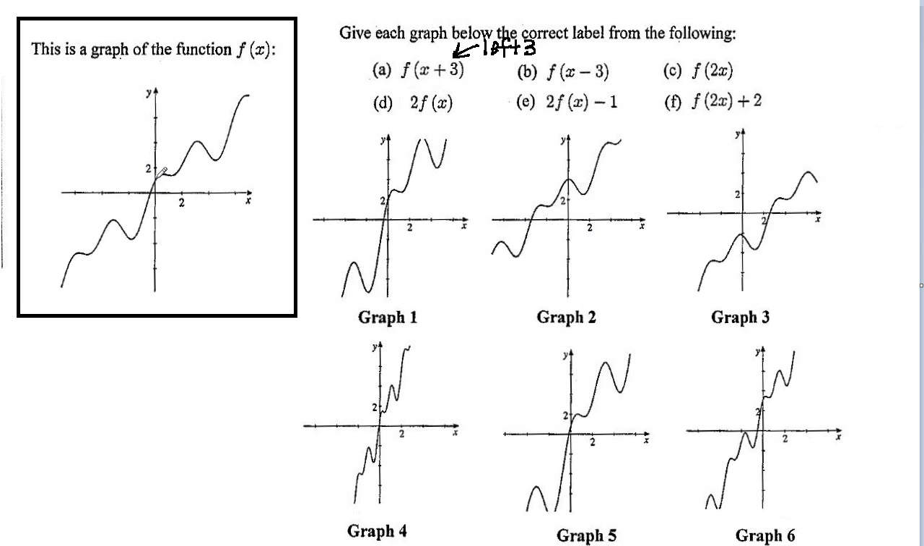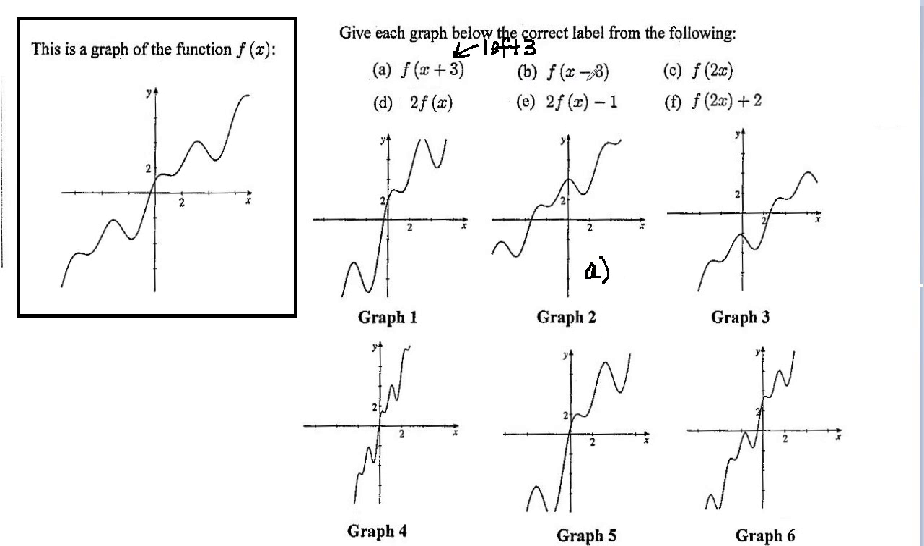So to me, I'm looking at this right here, and I see that right here. Now it's kind of hard because they've graphed a little bit more of the graph that we didn't see before, and then they took this piece here and they chopped it off. So I think f of x plus 3, a left shift, is graph number 2. So I think this goes with A.